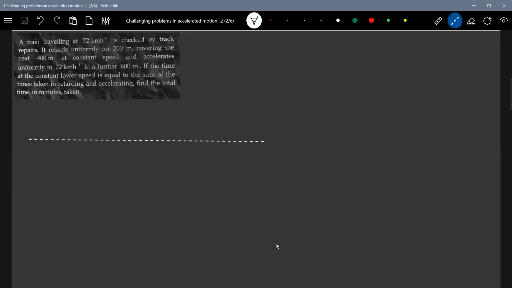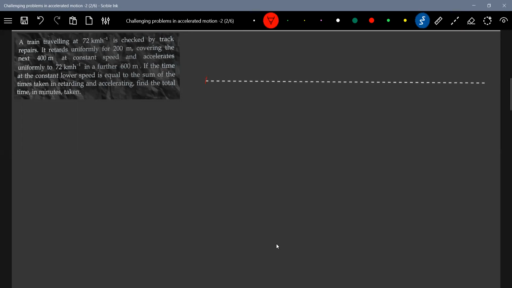Let me have some. There's a base diagram for our entire numerical. This distance will be 200 meter, 400, this will be 700 meter. 200, 400, 600. This distance will be 200 meter, 400 meter, 600 meter. The train will start traveling.